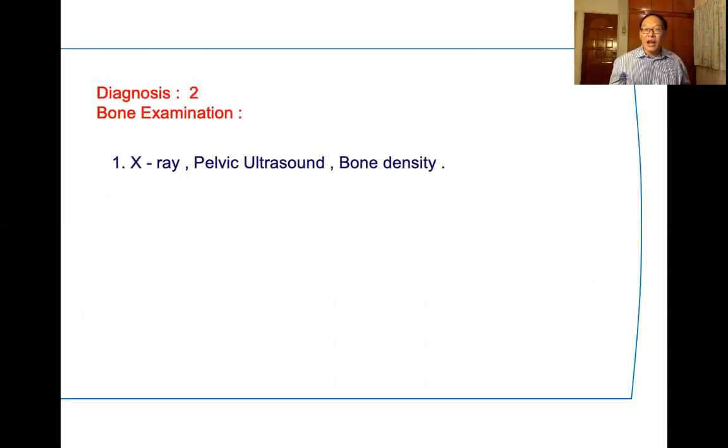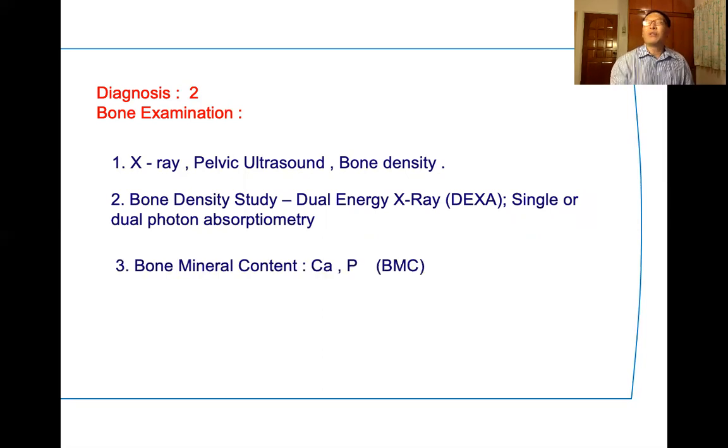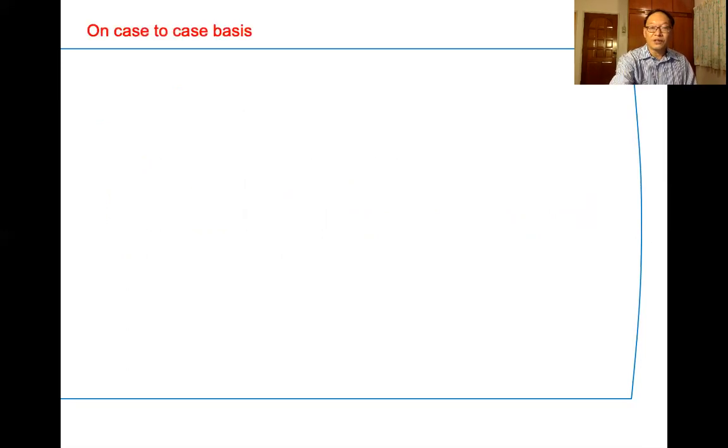You may do an X-ray, you may do a pelvic ultrasound for ovarian size or endometrial thickness, bone density. For bone density studies, you may do a dual energy X-ray or DEXA scan, or a single or dual photon absorptiometry. Bone mineral content can be considered, calcium and phosphorus.